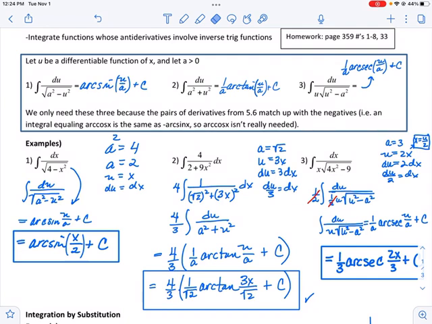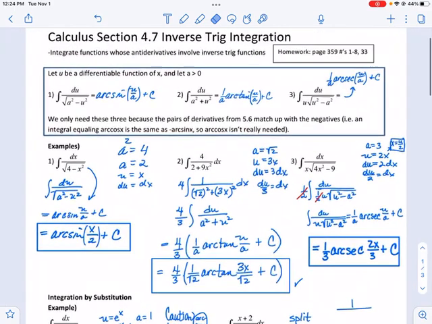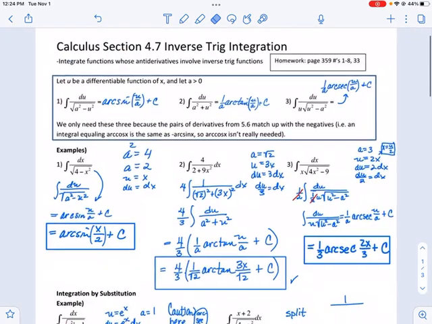Okay. Now these are indefinite integrals. We'll talk more about the definite integrals in the next class.